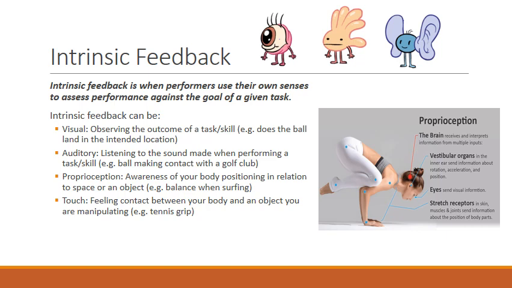So they might get feedback that's visual, they might get auditory feedback, proprioception feedback, or touch feedback. So visual feedback you're getting is visually observing, does the ball land where you want it to? And if it doesn't, and it lands too far to the right, that's some pretty instant feedback that next time you need to try and aim more to the left.